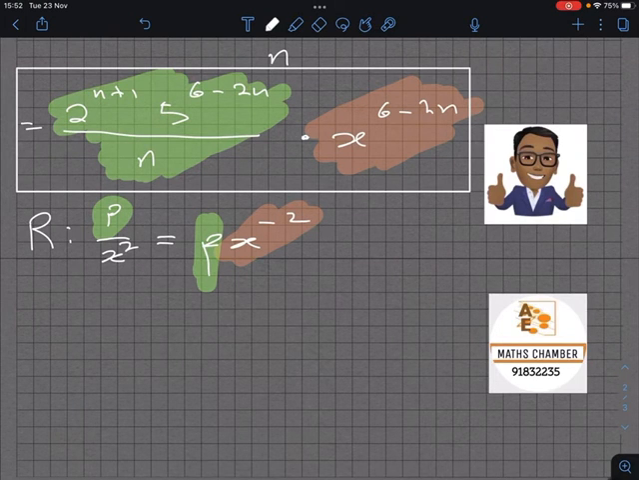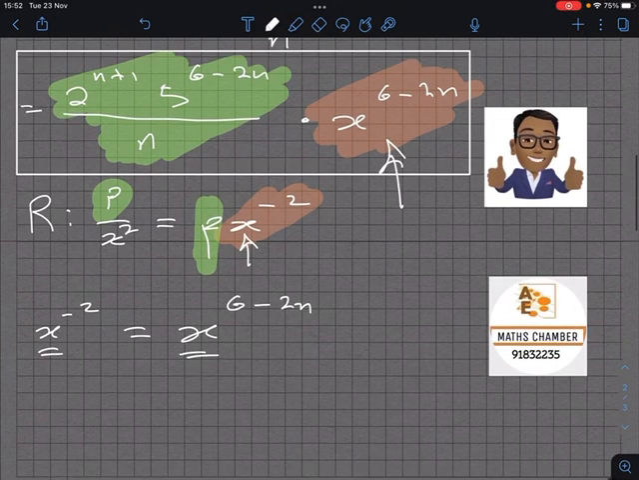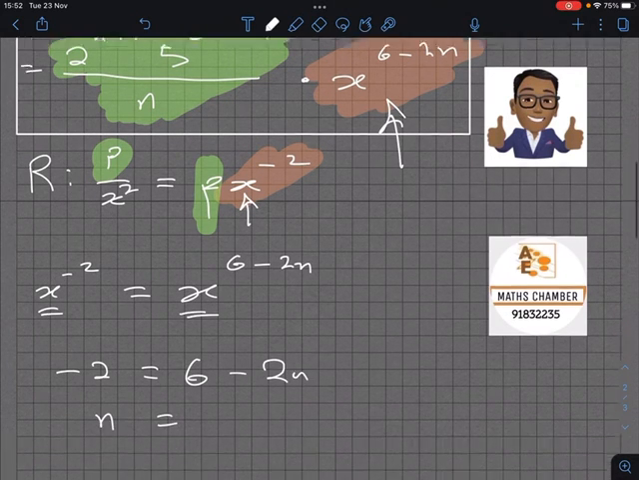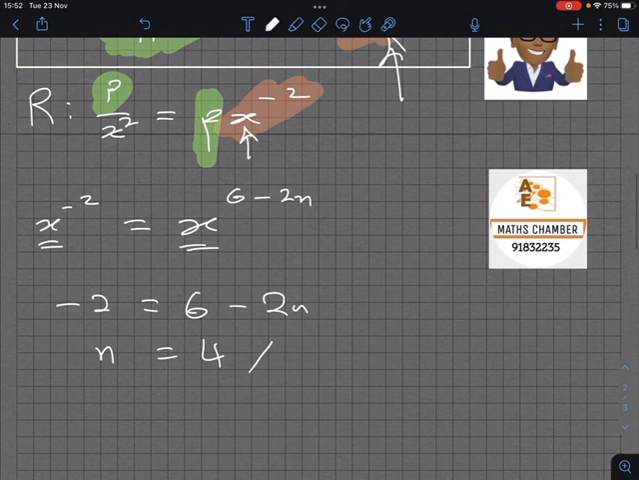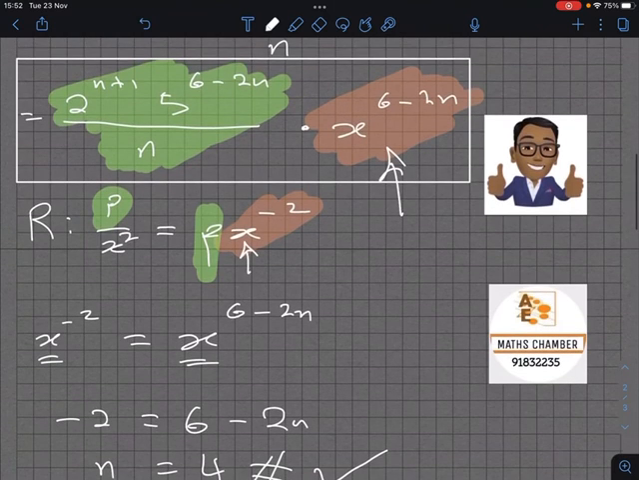So the x to the power of minus 2 from your right hand side must be equal to x to the power of 6 minus 2n, right? With the bases the same, that means negative 2 here is equal to 6 minus 2n. It means my n is equal to positive 4. Done deal. We found it.